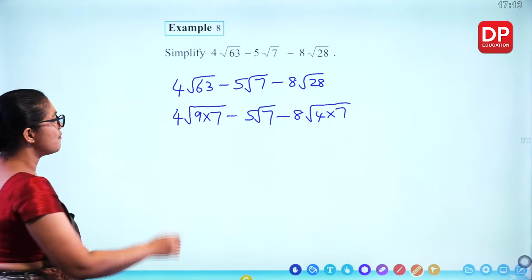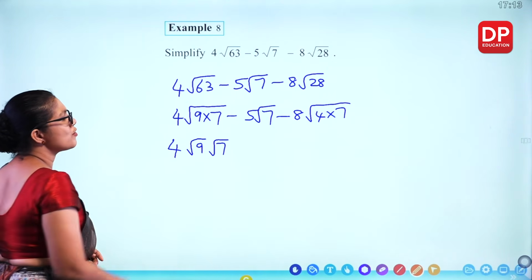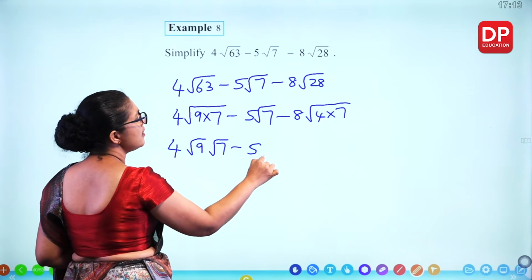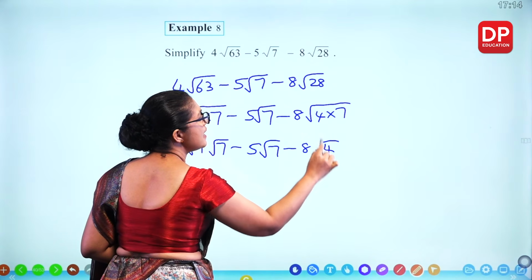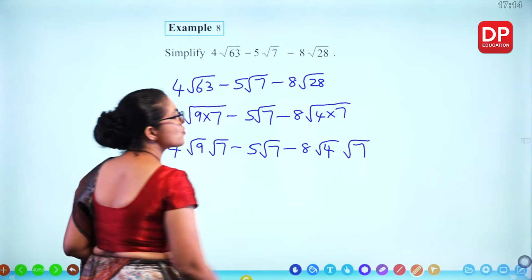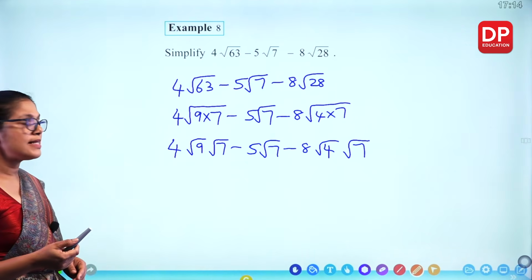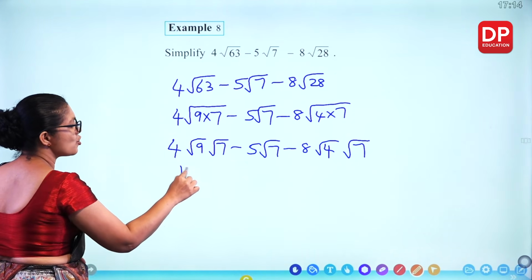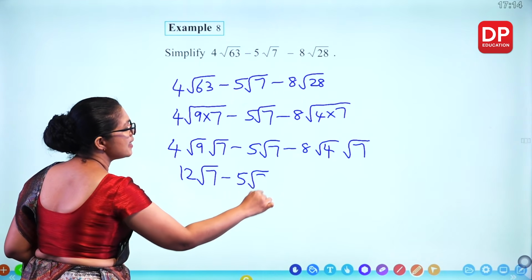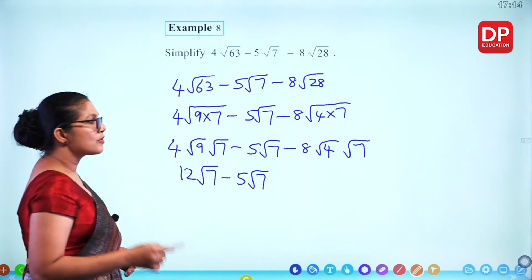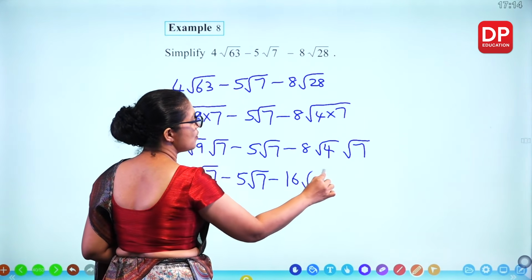Now try to simplify. 4, you write separately, square root of 9, square root of 7. This one as it is, and this one again write separately, square root of 4, square root of 7. Now simplify. You know square root of 9 is 3. 3 times 4, 12 root 7. You get 5 root 7 here. What about this one? Root 4 is 2. 2 times 8, 16 root 7.